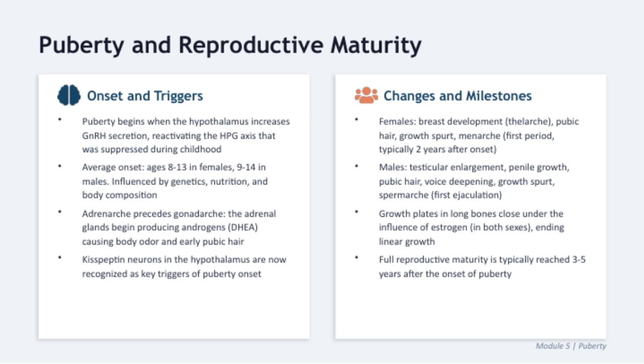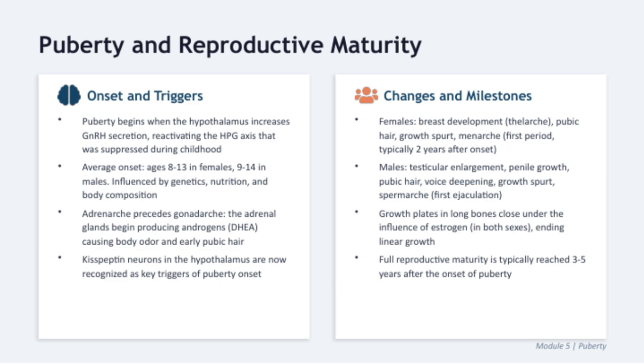Now let's talk about what triggers these changes. Puberty begins when the hypothalamus starts secreting more GnRH, reactivating the HPG axis that was suppressed during childhood. On average, puberty starts between ages 8 and 13 in females and 9 to 14 in males. Of course, this timing can vary based on genetics, nutrition, and body composition.